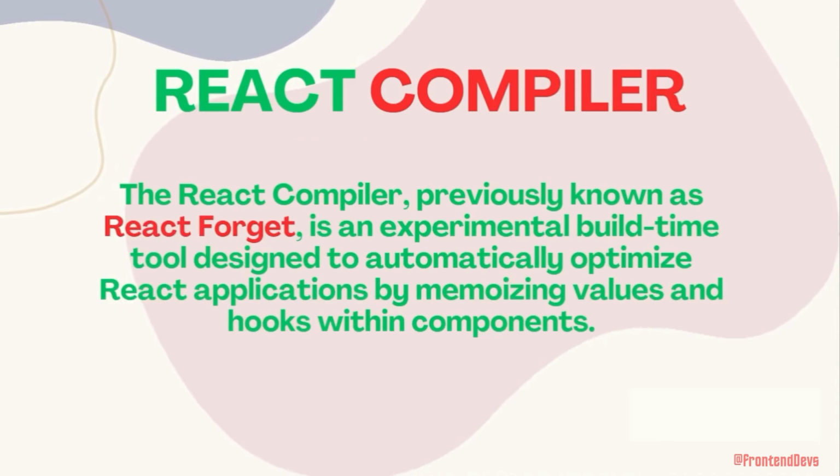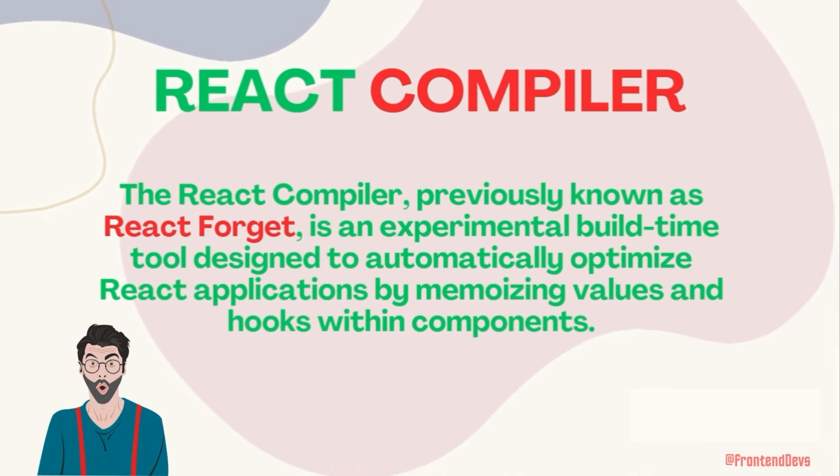In today's video, we will understand the first important feature of React 19, and that is React compiler for amazing performance optimization of your React application. When we talk about the React compiler, we previously knew it as React Forget, and it is an experimental build tool designed to automatically optimize your React application by memoizing the values and hooks within your React components. That means it is a static compiler which will analyze your components and automatically insert the memoization when needed.